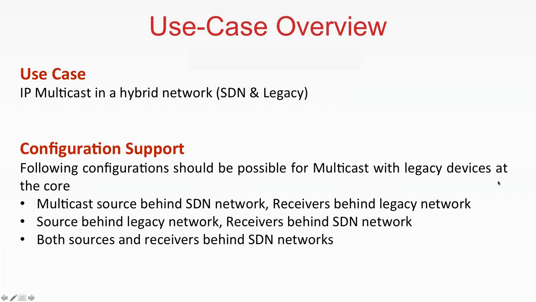One of the first use cases that we have identified, and are really interested in seeing how ONOS can help us implement, is the use of IP multicast. As mentioned on the slide, the use case is to have IP multicast working in a hybrid network, and by hybrid, we mean SDN and also legacy. Legacy in this context really means your classical layer 3 network topology that exists today.